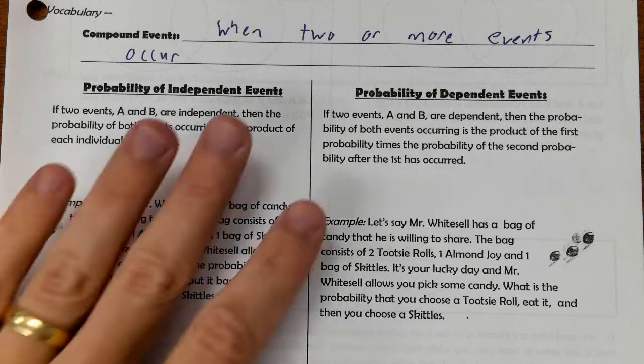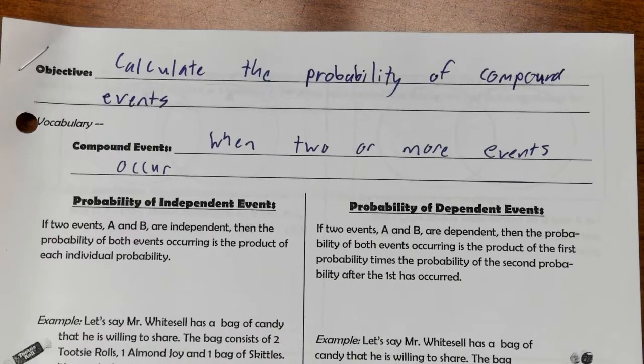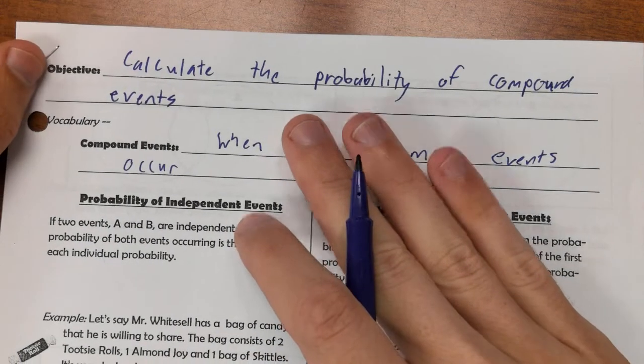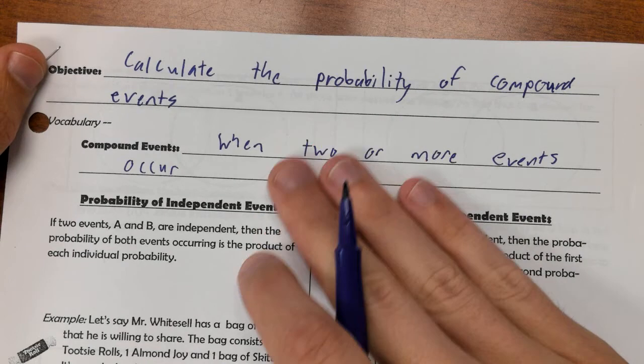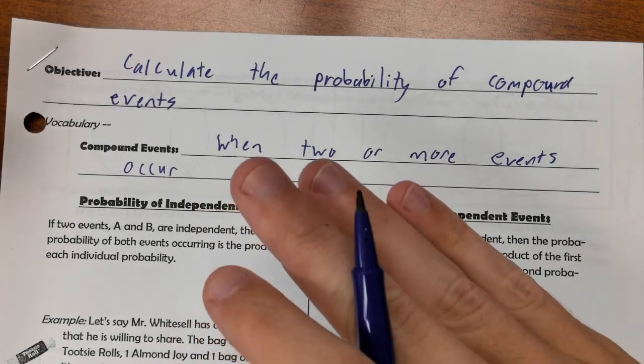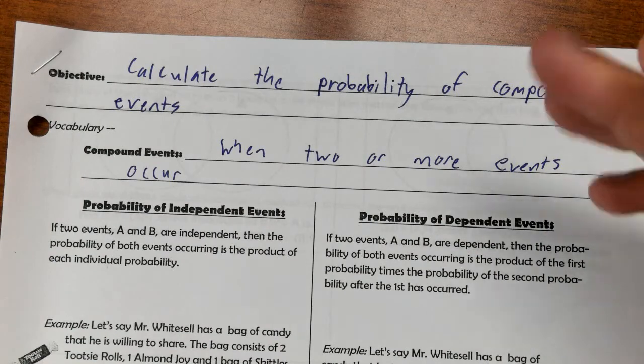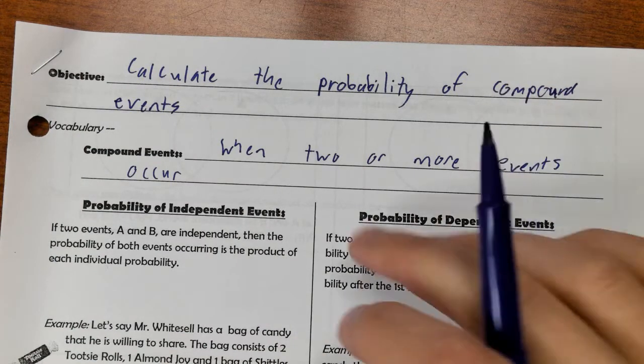All right, friends, so taking a look here at our notes for today. The goal of these notes is going to be to calculate the probability of compound events. Now, what are compound events? Well, compound events is just when multiple things are happening. So when two or more events occur, we're trying to find the probability of that.